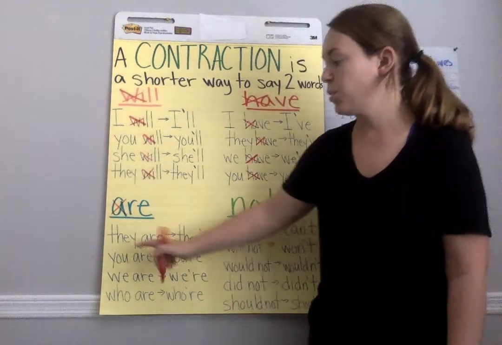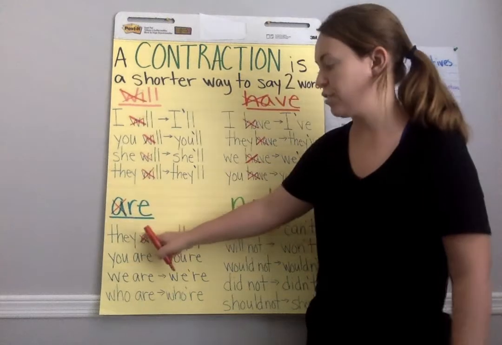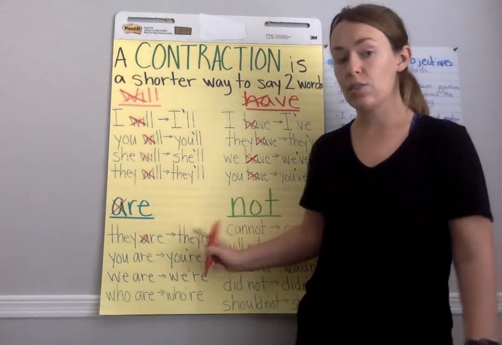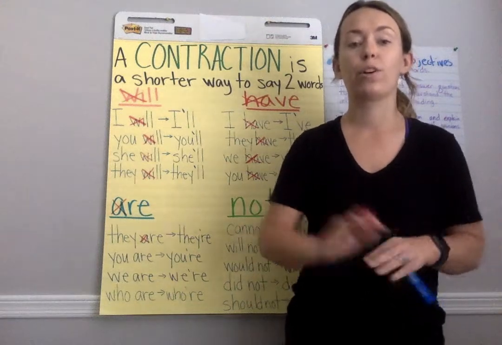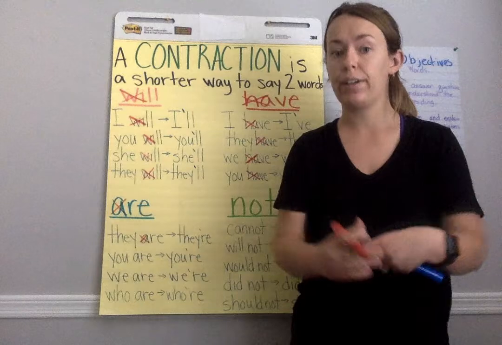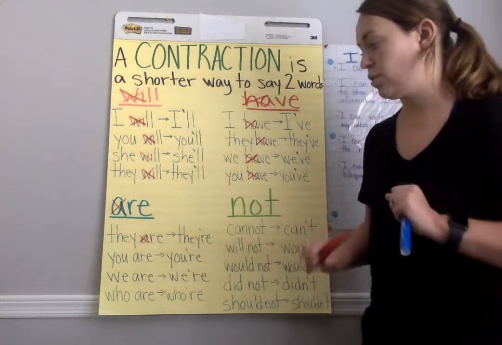Okay? So for they are, we're going to cross out that A, put an apostrophe in its place, and then we've got their. And this isn't talking about, let's go do our homework over there, and it's not talking about that's their homework. This is the contraction they are, so make sure we don't get those confused.